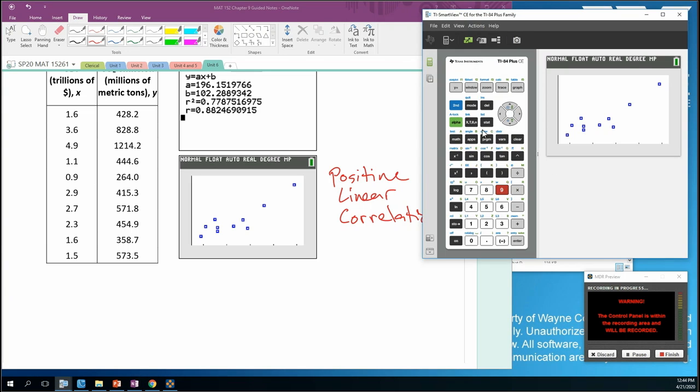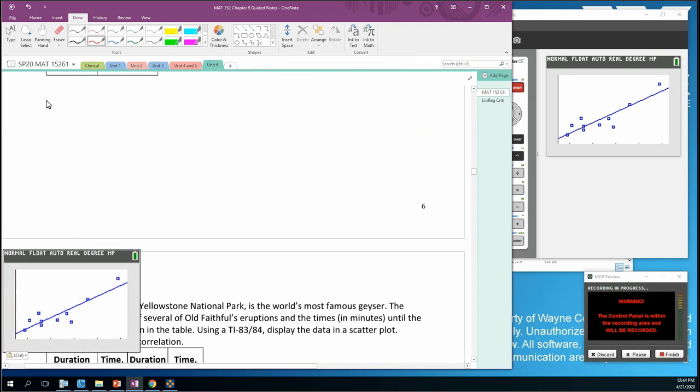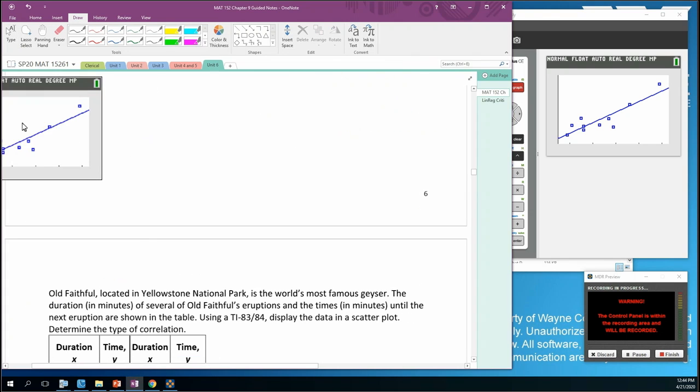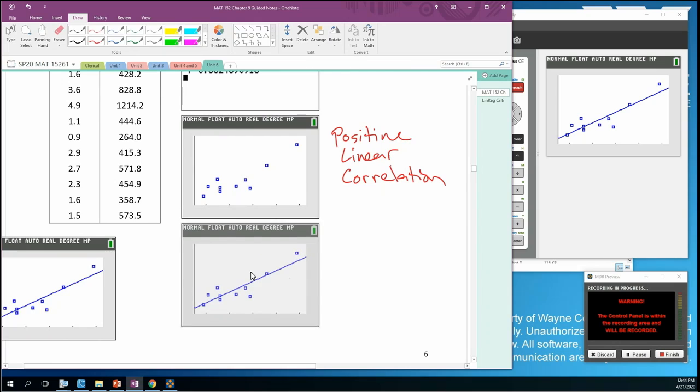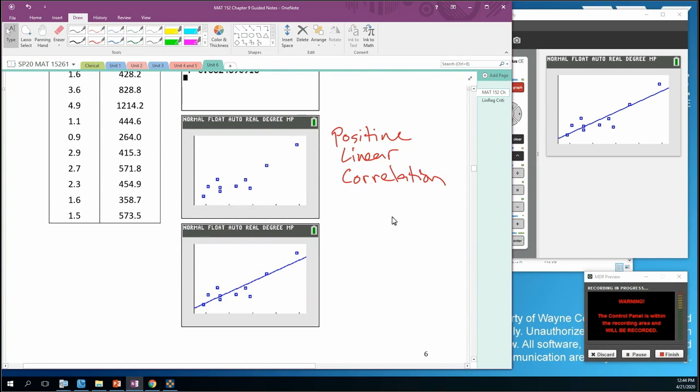One thing I'm going to do is go back to stat and LinReg, and go to store regression equation. I'm going to hit vars and scroll over to Y-vars, function Y1. Then I'm going to recalculate it. It gets the same thing, but when I go to graph, it's going to give the scatter plot with the line of best fit.